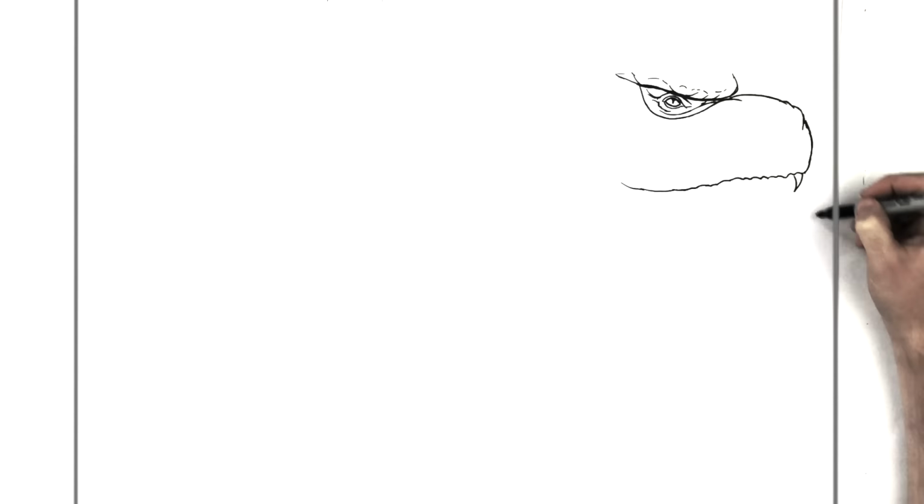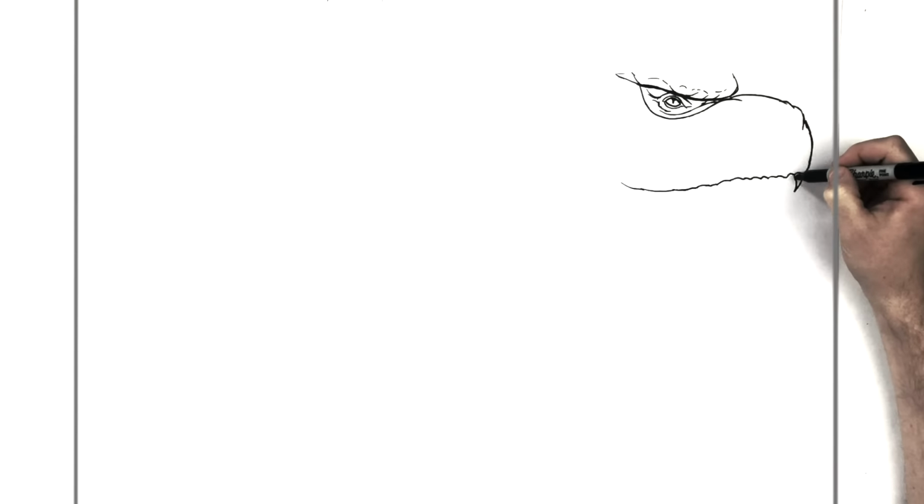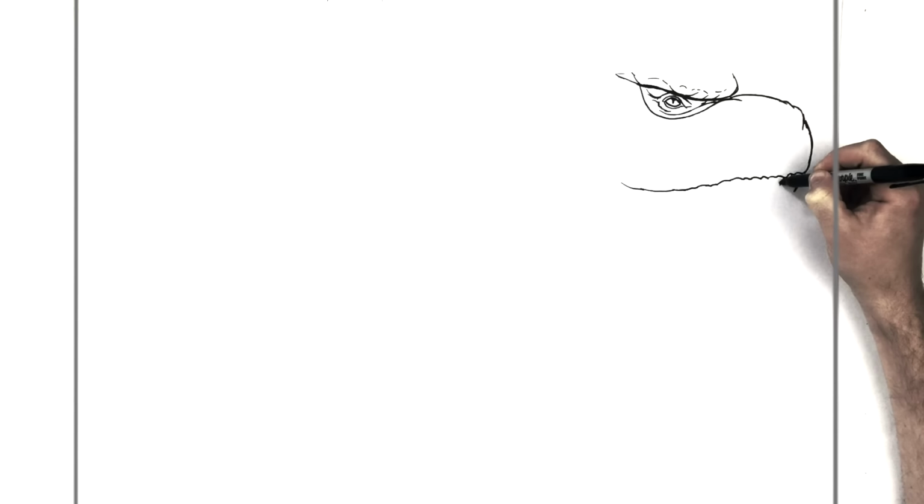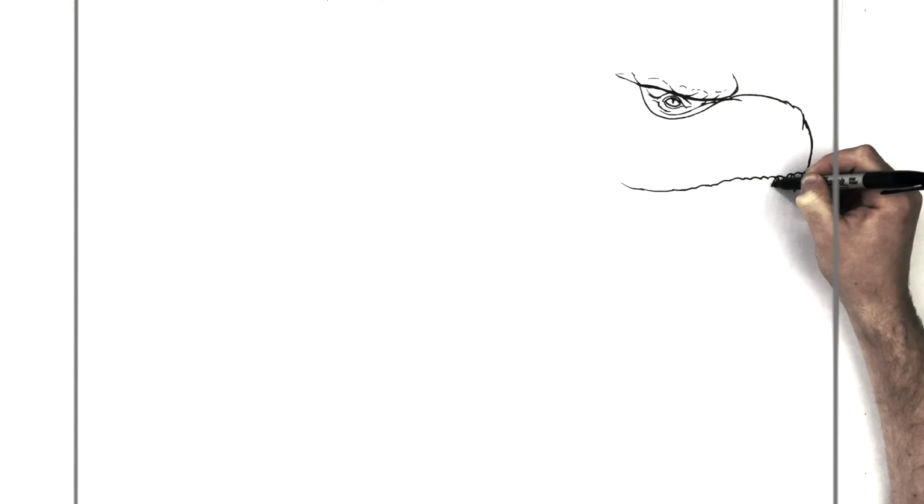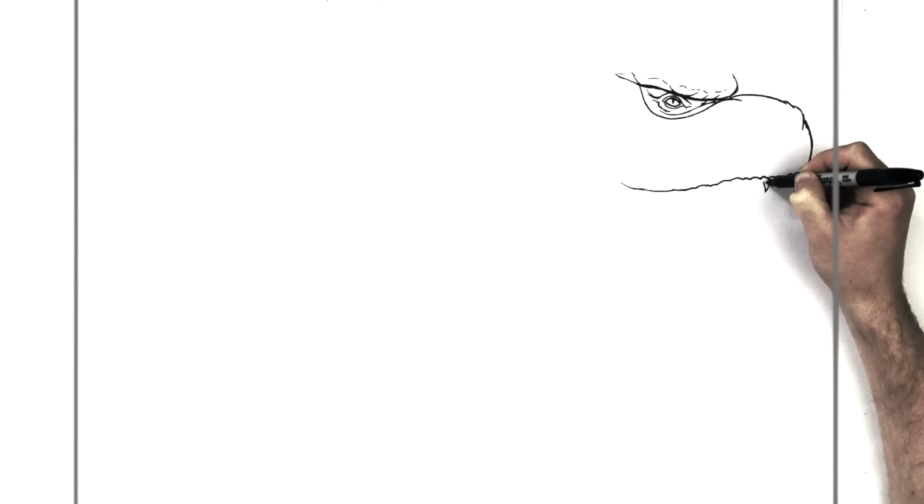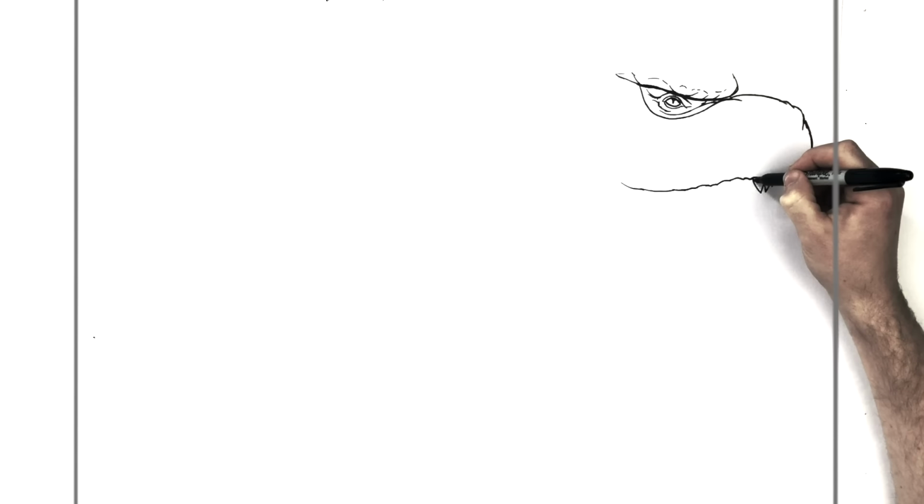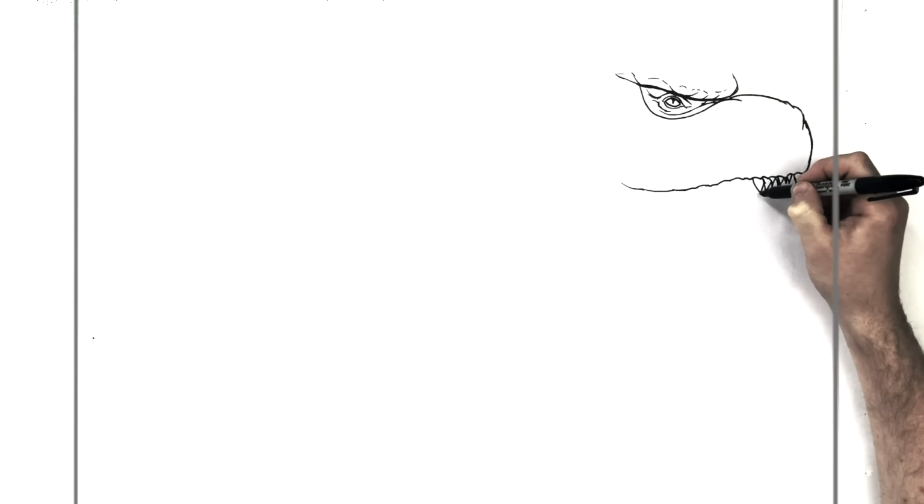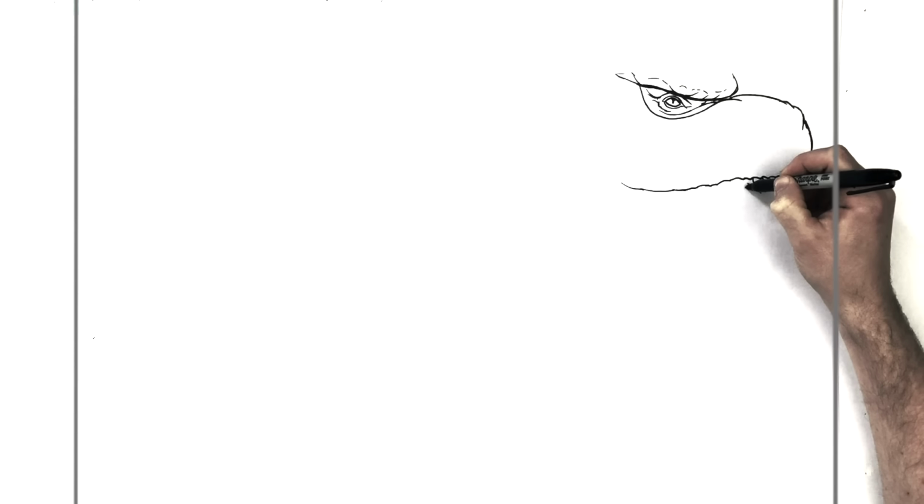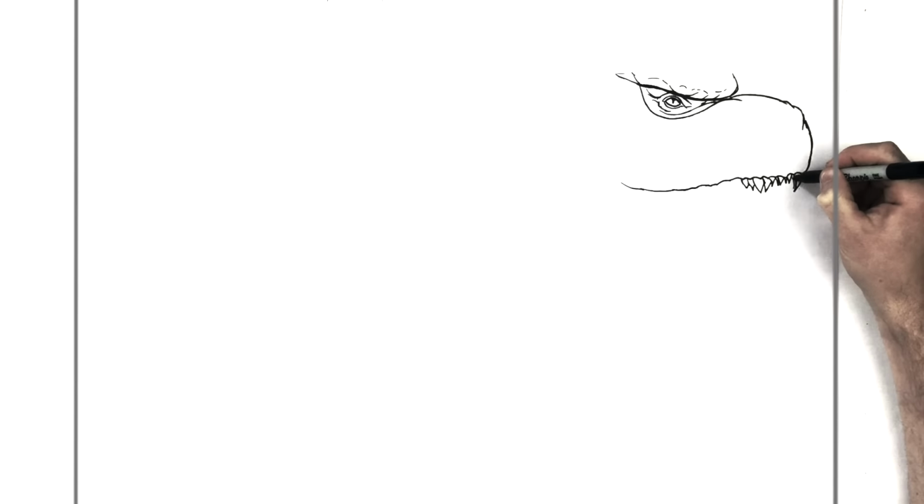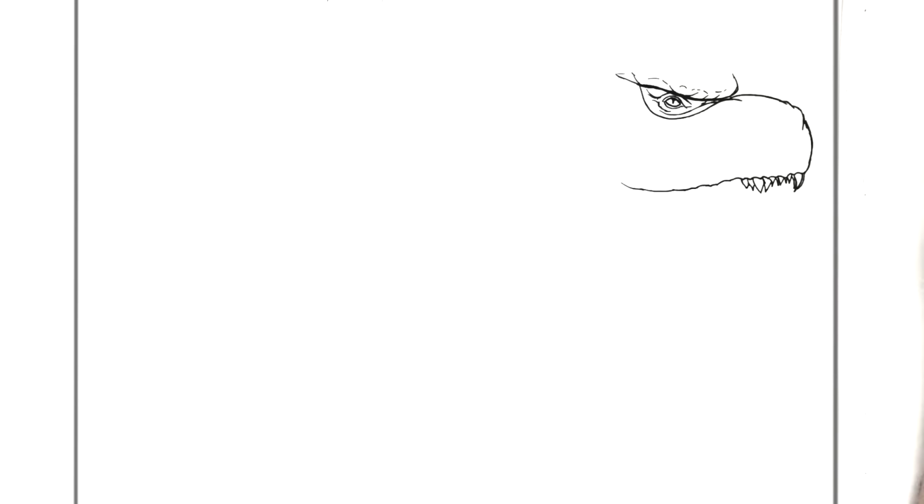So, teeth here. The teeth that come across here are relatively small, and some are behind other ones as well. There's no real hard and fast rule for the type of teeth you want to give him. They're just small, some in behind others, like so.